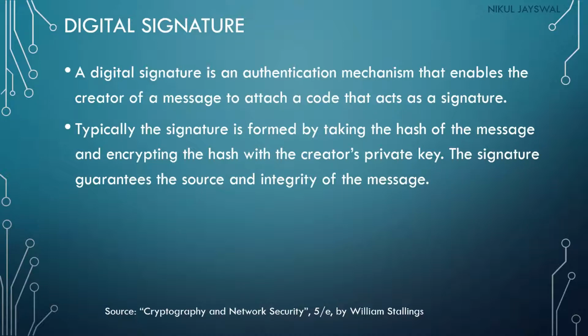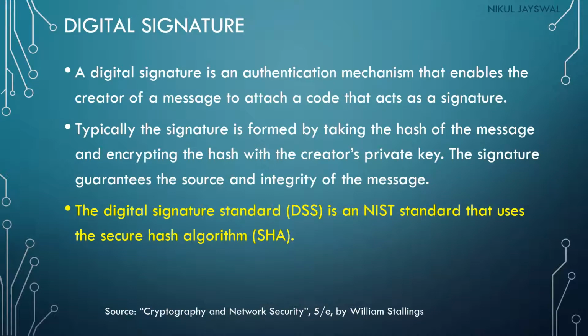That's why we do not encrypt the actual message with the private key, but we calculate the hash value of that message and we encrypt that hash value to create the signature. So the signature guarantees the source and integrity of the message. When we calculate the hash value and encrypt the hash value with the sender's private key, it will provide the integrity and also the authentication. The Digital Signature Standard, also called DSS, is a NIST standard that uses the Secure Hash Algorithm for the digital signature.